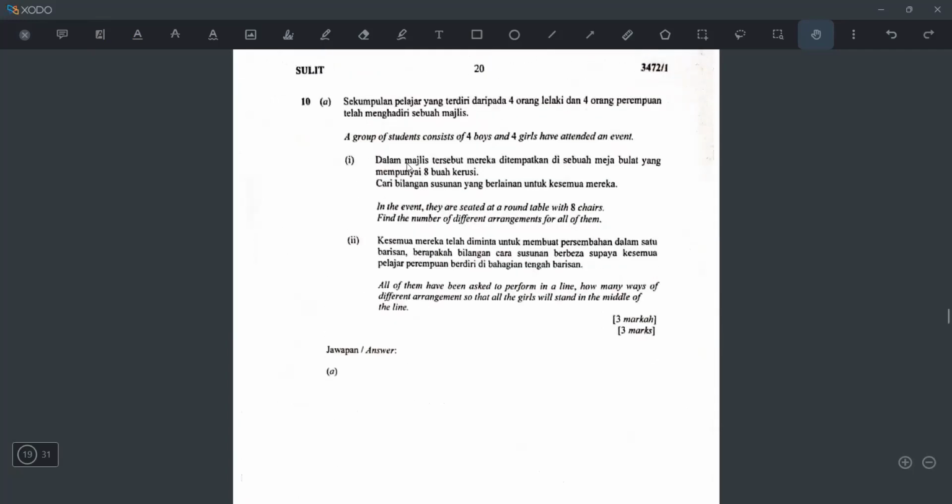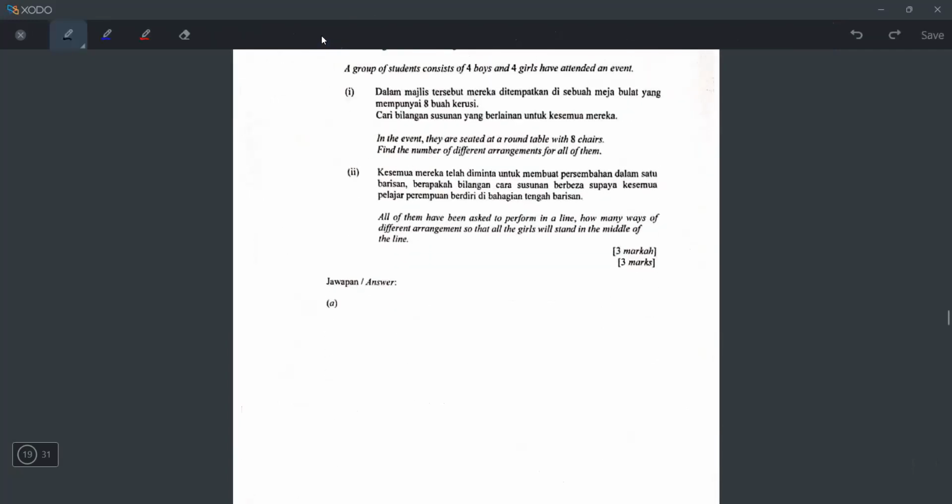Okay, let's go to number 10. The Malay part. A group consists of 4 boys, 4 girls attended events. So 4 boys, 4 girls, 8 students. So in the event they are seated at a round table. If it's a round table, the formula will be n factorial over n, or you can also say n minus 1 factorial. Okay, both formulas work.